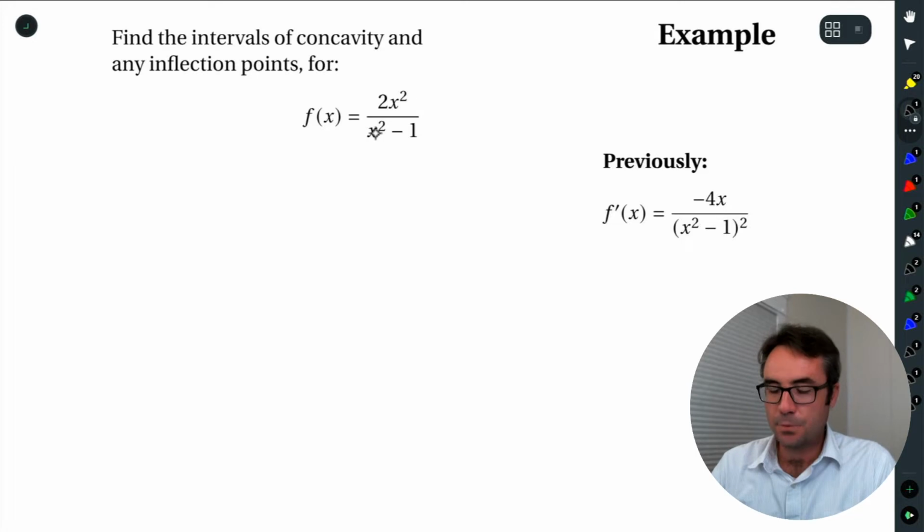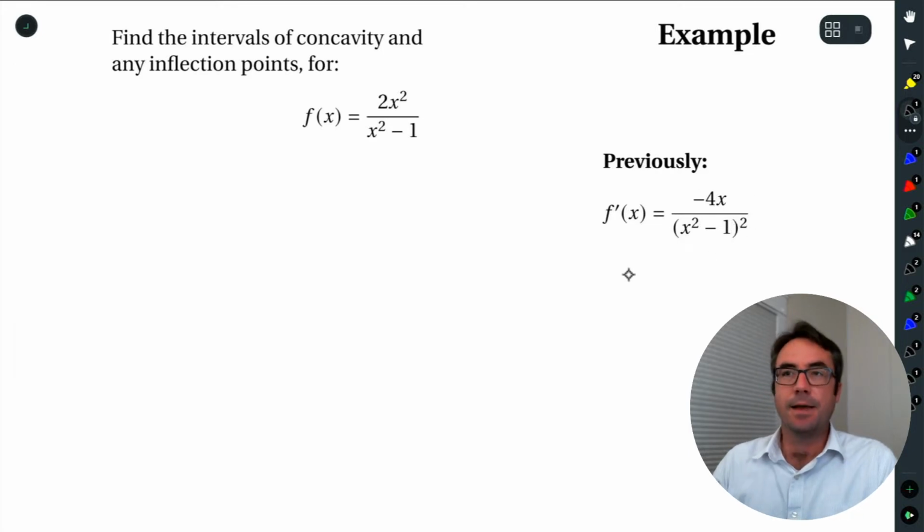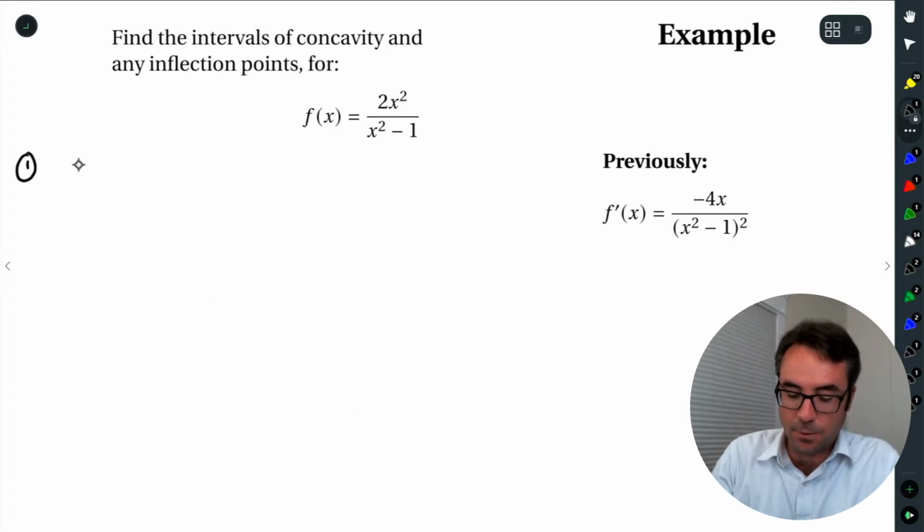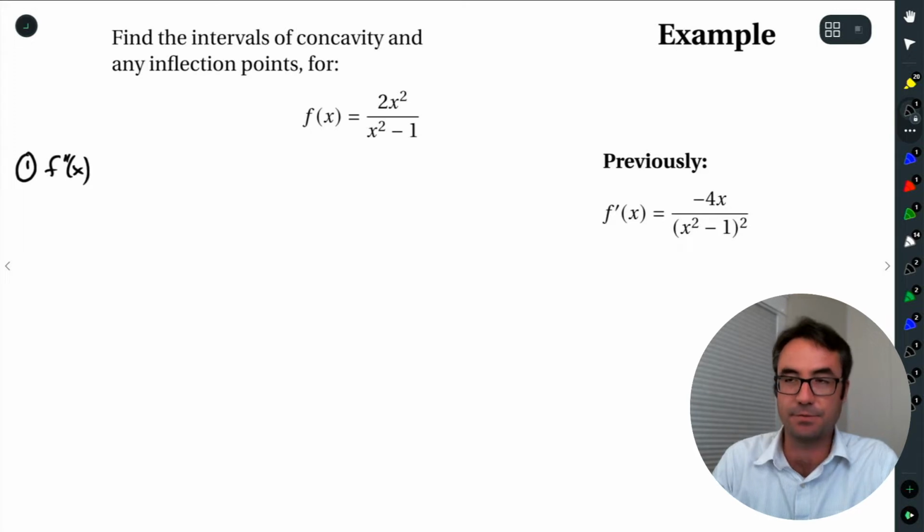All right, so we've actually looked at this function before when we did the intervals of increase-decrease. In that example, we went through the process of calculating and simplifying the first derivative. And what we saw there is f prime of x was equal to negative 4x over x squared minus 1 squared. Use some quotient rule. So we won't go through that again. We mention that because for the intervals of concavity, we need the second derivative. So that's the first step in our work here: we're going to calculate the second derivative.